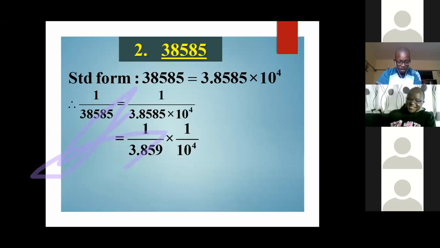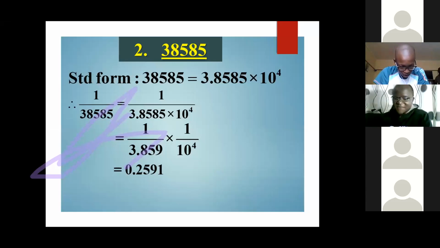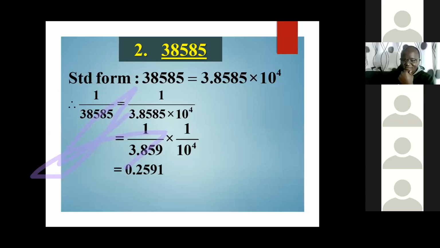Yes. So we've read out the reciprocal, which is 0.2591. And then what about this second part, 1 over 10 raised to power 4? How are we going to deal with it? It becomes 10 raised to power negative 4.